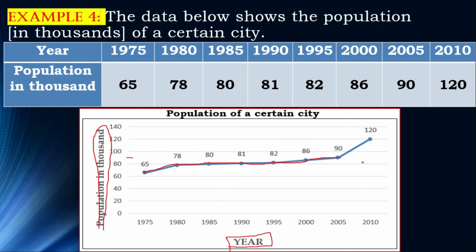At nung 2010, biglang nag-increase sa 120,000. Since may given tayo ng 120,000 dito, automatic, tapat lang siya mismo. Okay? Pagdudugtungin ninyo yan. Ganon ang line graph. Okay, nakuha ba? Pag yung ating data ay time yung tinutukoy, line graph yung gagamitin.